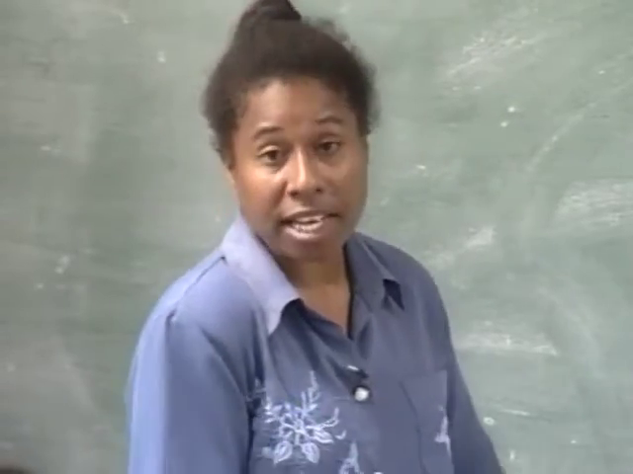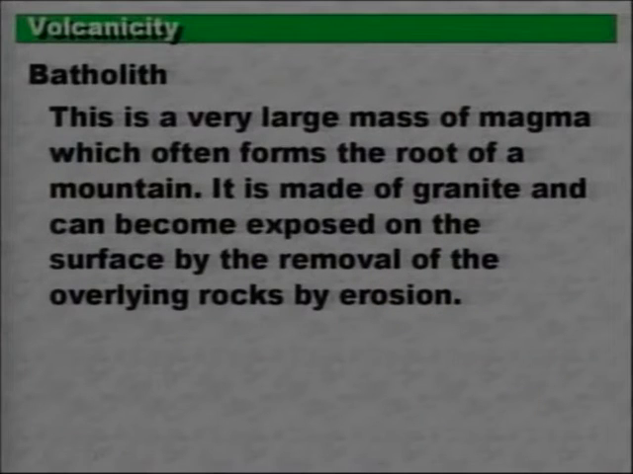Okay, we move on. The next feature that we've looked at is that of a Batholith. We'll check the definition. This is a very large mass of magma which often forms the root of a mountain. It is made of granite and can become exposed on the surface by the removal of the overlying rocks by erosion. Again, we're looking at granite, and granite are rocks which are formed as a result of volcanic activities, but they are plutonic intrusive rocks, which come under the grouping of igneous rocks.